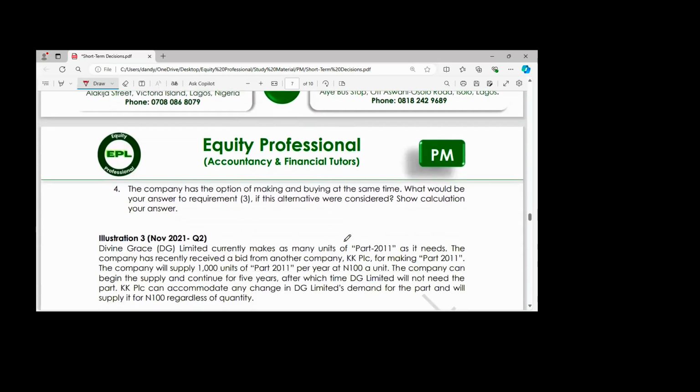4. The company has the option of making and buying at the same time. What would be your answer to requirement 3? If this alternative were considered, show calculation to your answer. Thank you very much, Tife. You're welcome, sir. That is the question.